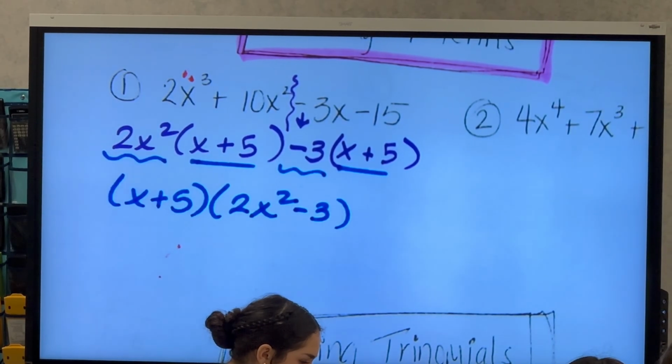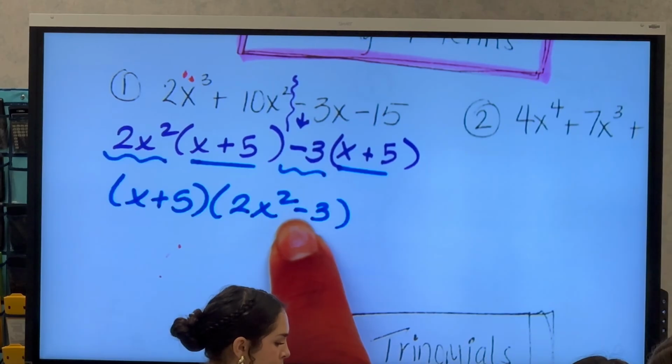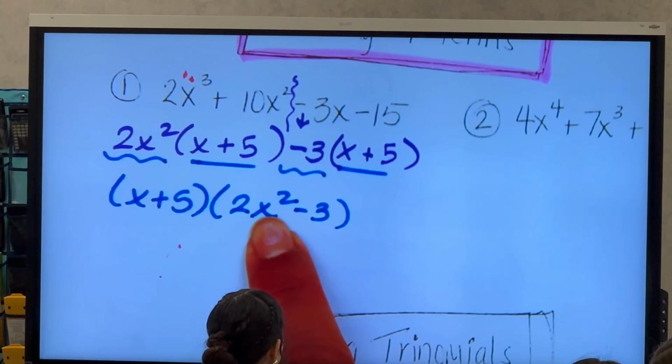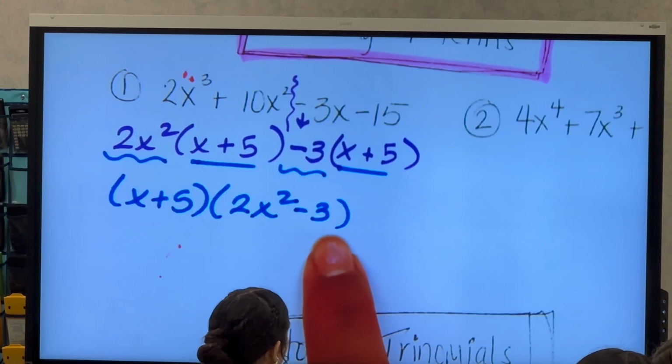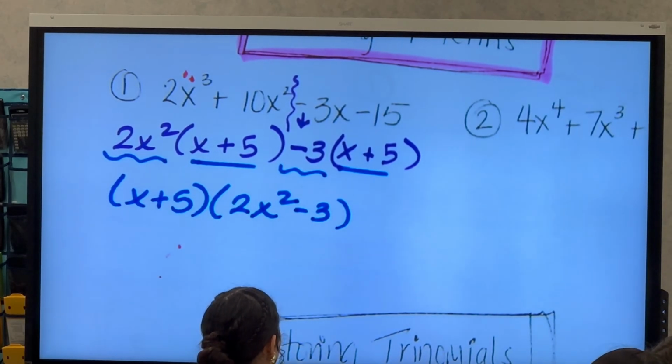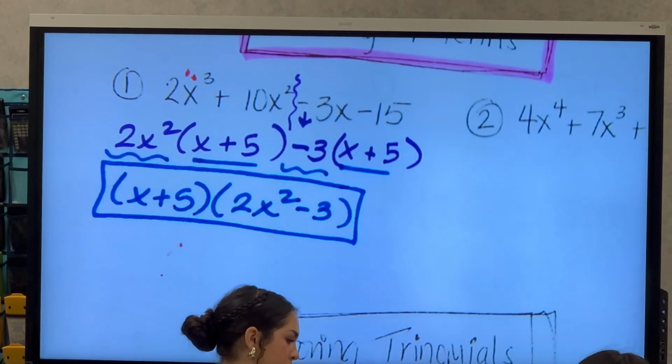And then you have to check, can we factor anything else? Well, this is a difference, so you might need to check if it's a difference of two perfect squares. X squared is a perfect square, but is 2 a perfect square? No. Is 3 a perfect square? No. So we're done. We can't factor it anymore. So that is our final answer.